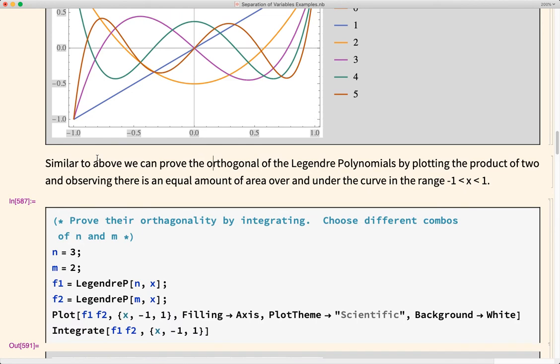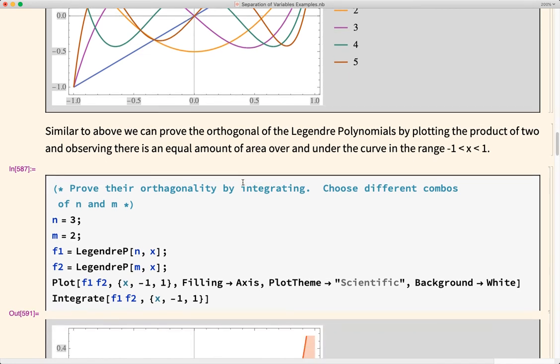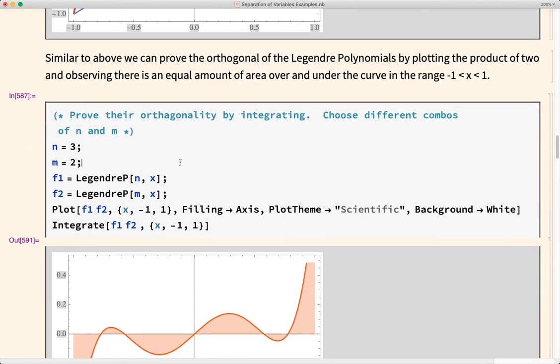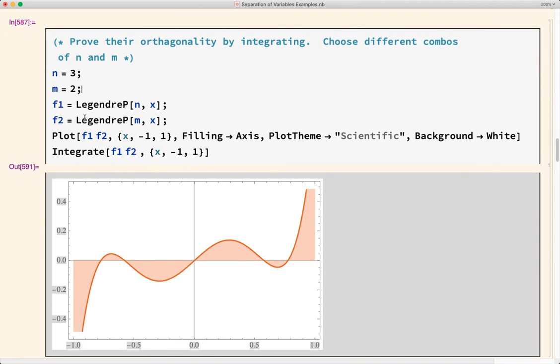Okay, so similar to what we did above, we can prove that the Legendre polynomials are orthogonal by plotting the product of two and observing there's an equal amount of area above and under the curve for our range of -1 to 1. So here again, I'm just defining two functions to be the Legendre polynomials with different values of n. In this case, I call it n and m because that doesn't matter. And then I plot the product of the two down here.